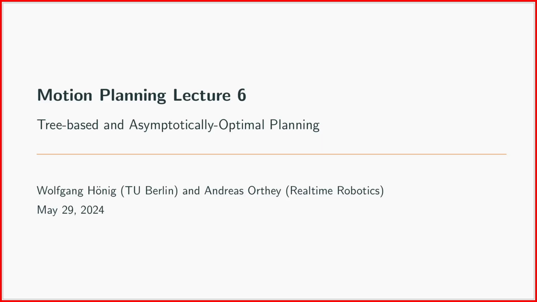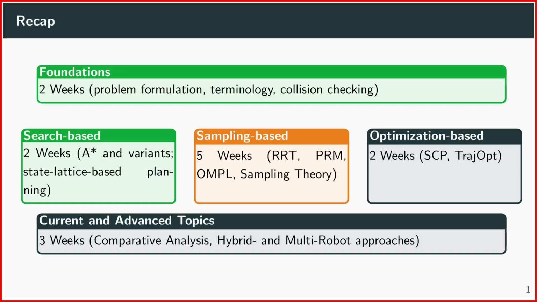Okay, let's get started. Today we will have motion planning lecture number 6, and our topic will be tree-based motion planning, and we will also talk about optimal motion planning and especially asymptotically optimal motion planning because it relates to sampling-based planning.